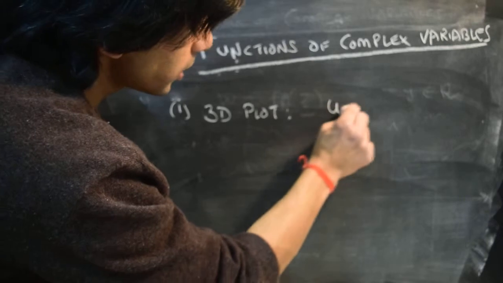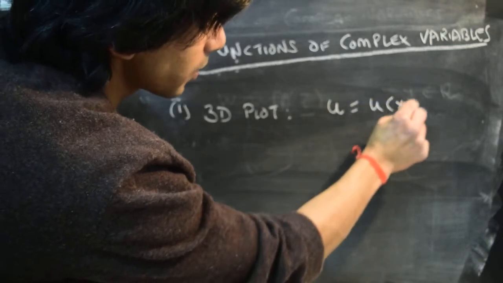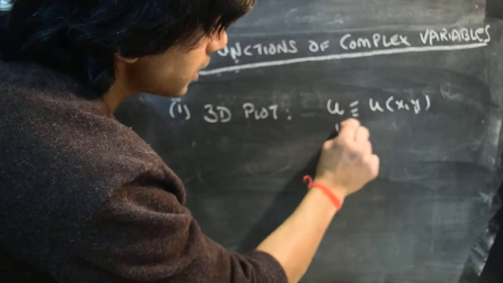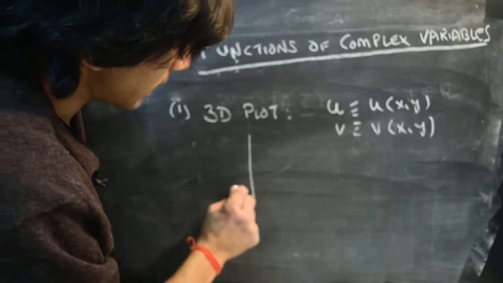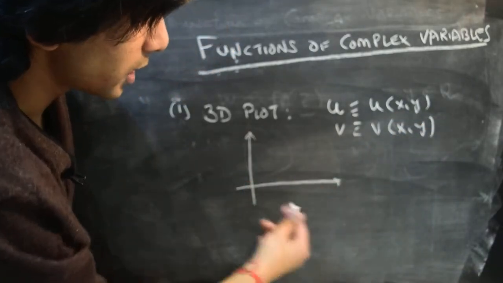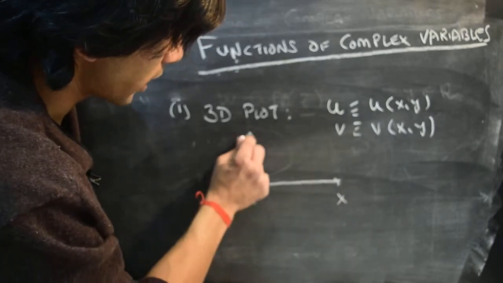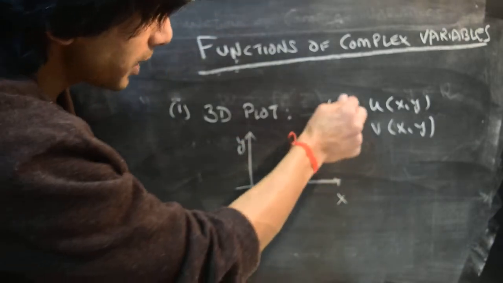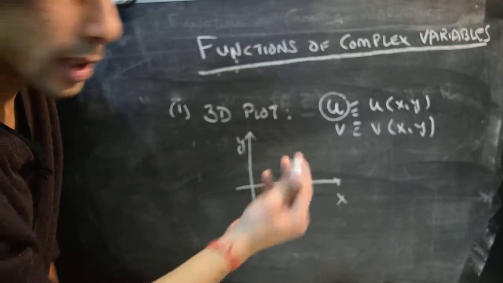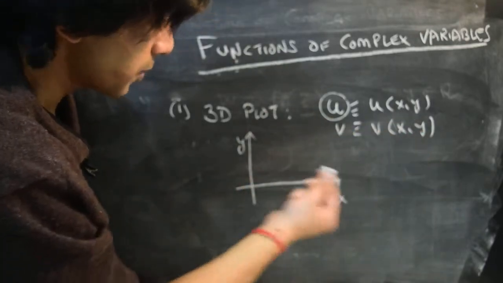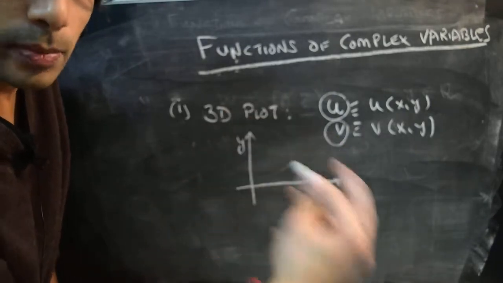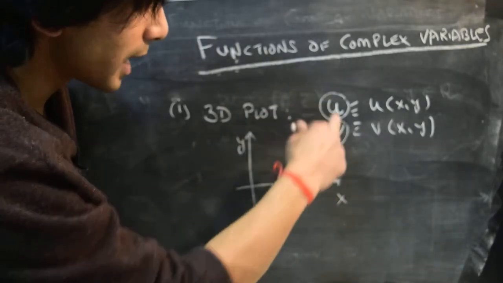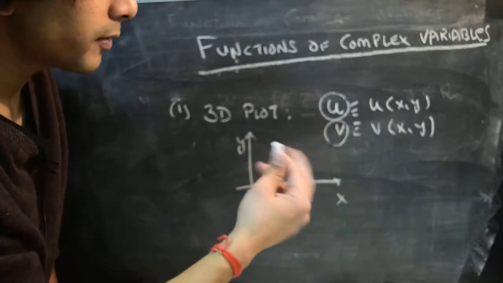Okay, since u is a function of x and y, and v is also a function of x and y, if we draw the xy axis, or rather the real and imaginary axis, and label them x and y, then we can make a plot of u, which will be a 3D plot, and another plot for v, which will again be a 3D plot. So we can make two three-dimensional plots depicting the real and imaginary parts of the variable w.